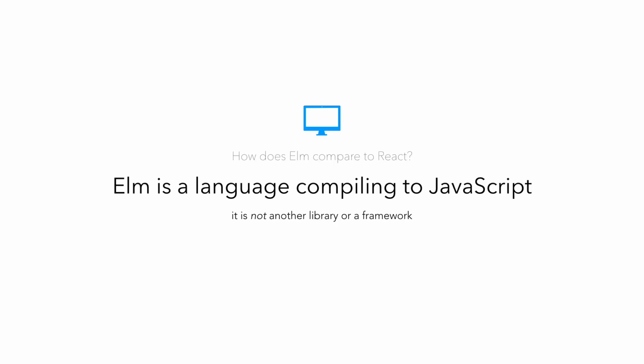So let's dive into how Elm works. So Elm is a language compiling to JavaScript. It's not another library and it's not another framework. So you can't directly compare Elm to React or Elm to Angular or Elm to Redux. Because just like Apple really tries to control the entire user experience, they make the hardware, they make the software, they control the app store, they really want to be in control of everything the user interfaces with, right?